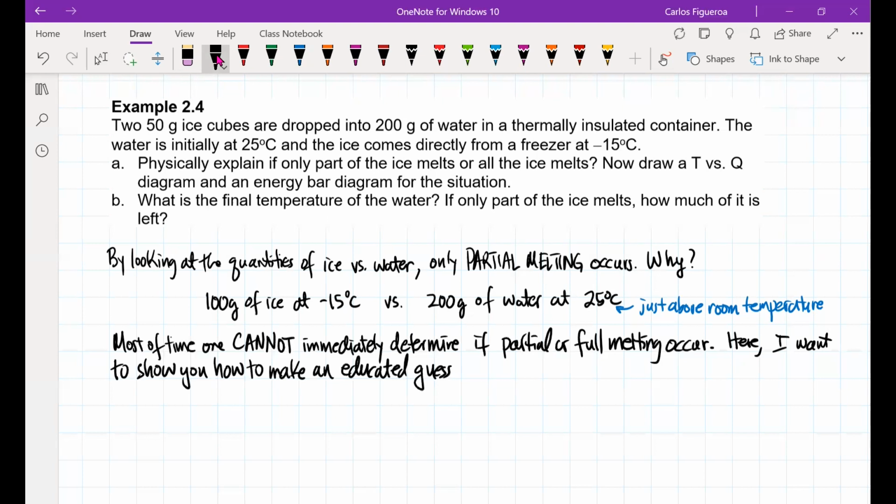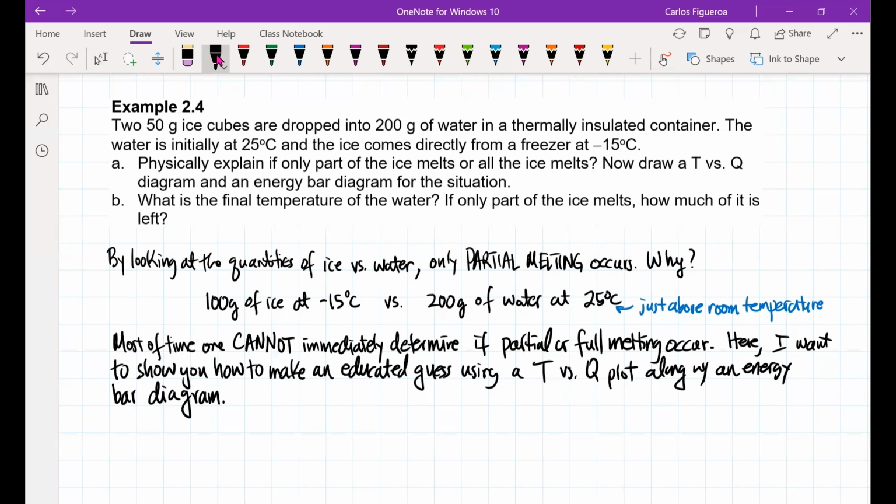Okay, using a T versus Q plot along with an energy bar diagram. Textbooks have a tendency to make you use trial and error to answer this question. Don't use that technique. You can figure this out.